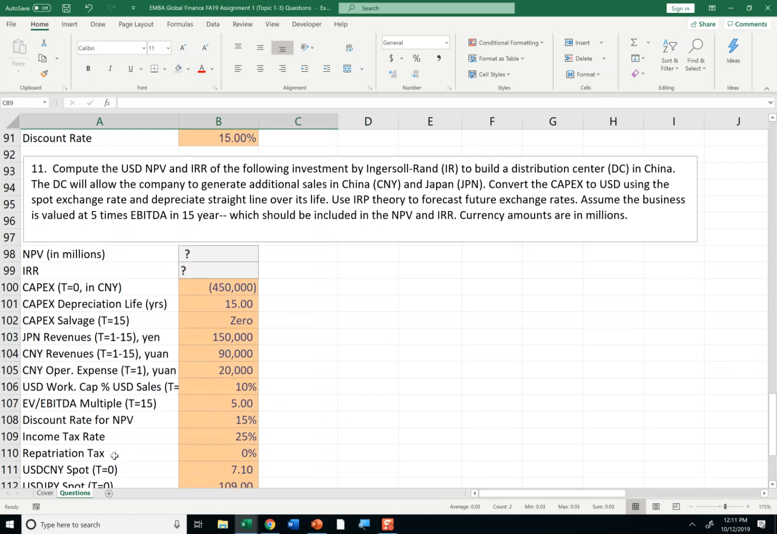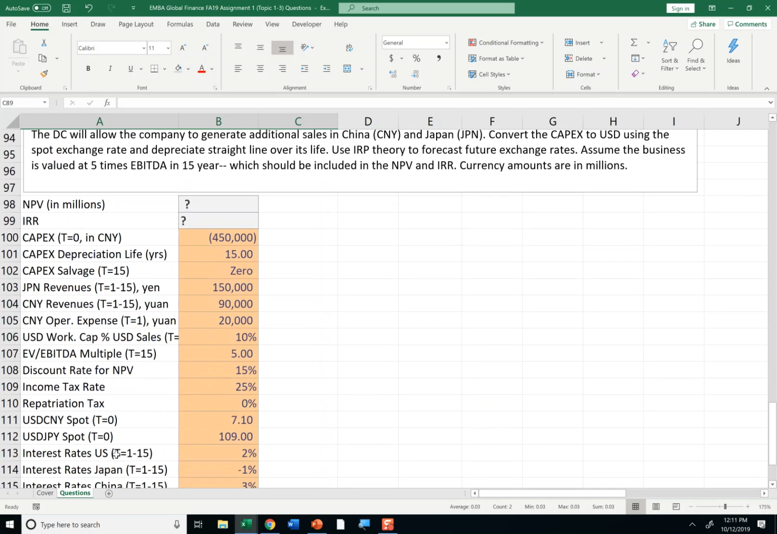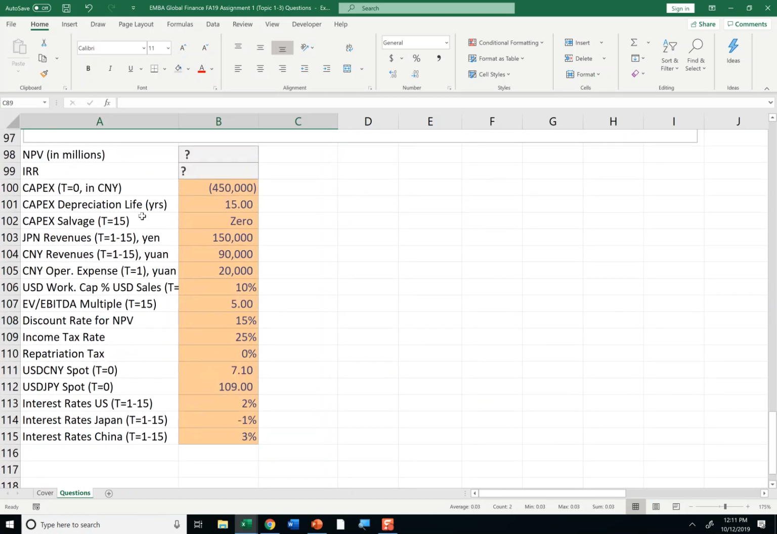The last problem is a little bit closer to the hard one I just looked over. This is one where you have Chinese Capex. You're going to convert that back to the dollar and get the depreciation schedule. And we've got Japanese and Chinese revenues. So this is going to look a lot like the one I just did.